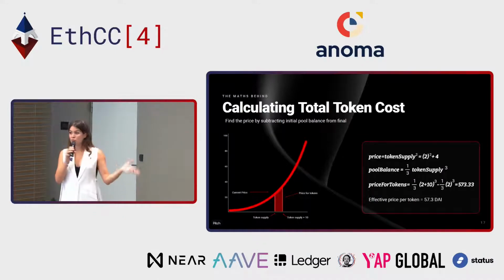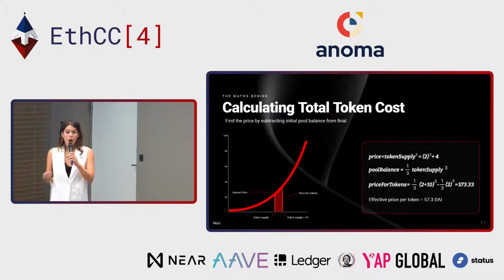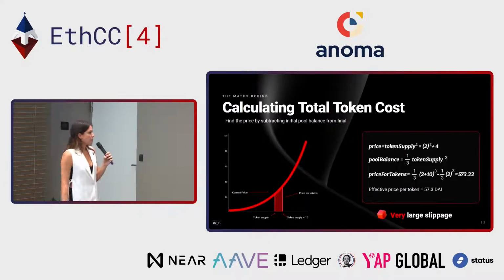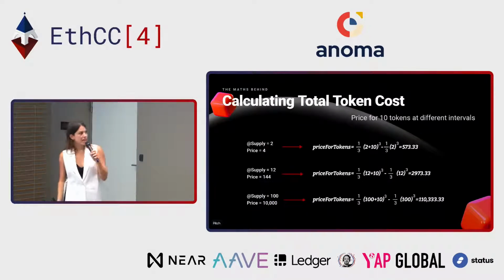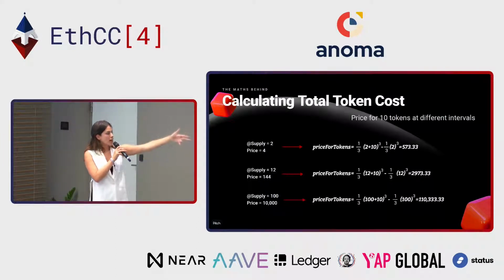And obviously that's very, very aggressive, but we're talking about right now a very tiny pool and a very aggressive curve. But it's good to explain why that is so aggressive and why that's maybe not the best option. Yep, very large slippage. So just taking that a little bit further, you have the supply at 2, the price equals 4. That would make the effective price 57.3, as I mentioned.